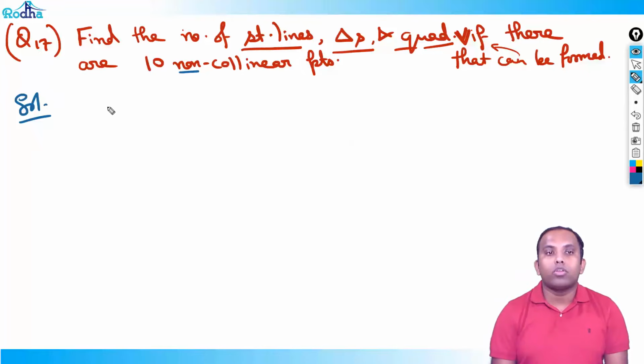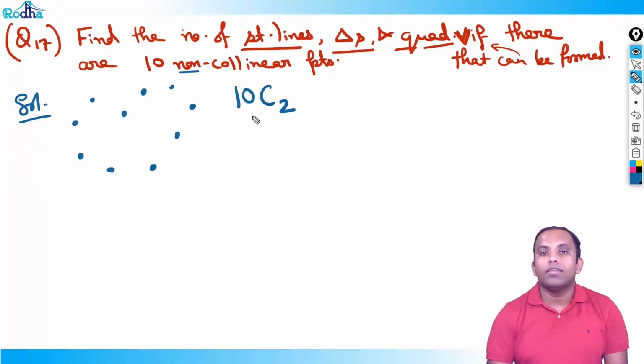See, there are 10 non-collinear points here. So 1, 2, 3 at random, there are 10 non-collinear points. It's quite easy in this case now. Simple. How many straight lines can I draw? I can draw 10C2 straight lines, because selecting every 2 points will give me one straight line.